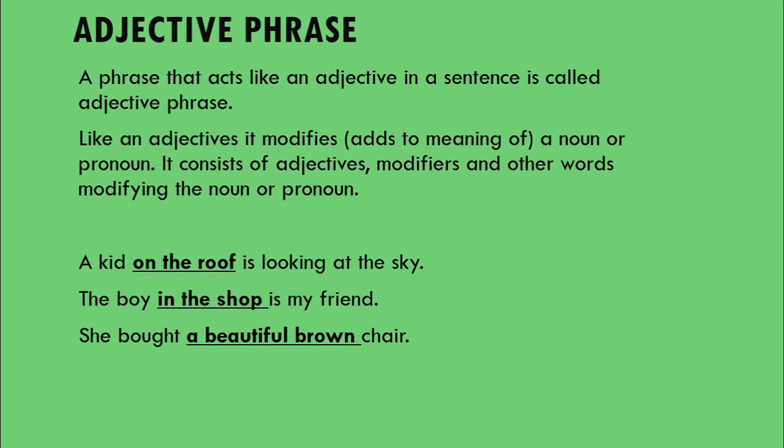And also look at the second sentence. The boy in the shop is my friend. So this small part of the sentence, in the shop, modifies the noun boy. So this is an adjective phrase. She bought a beautiful brown chair. So a beautiful brown indicates the chair. So this is also an adjective phrase.